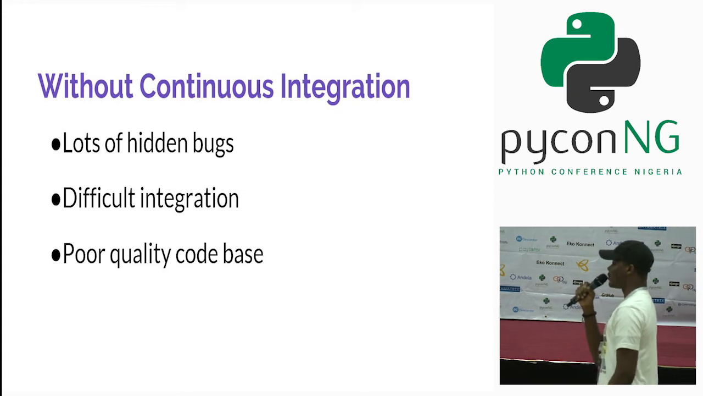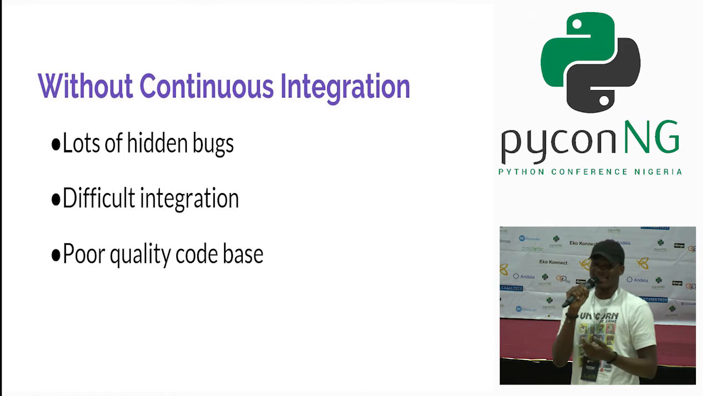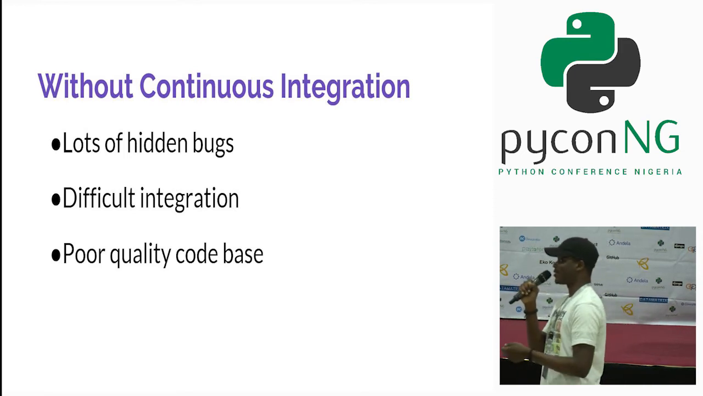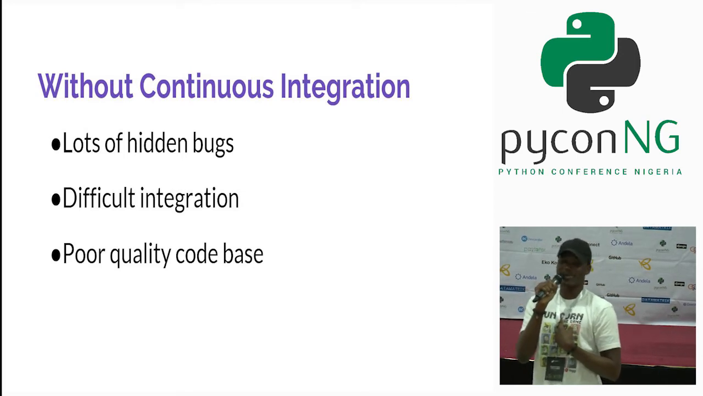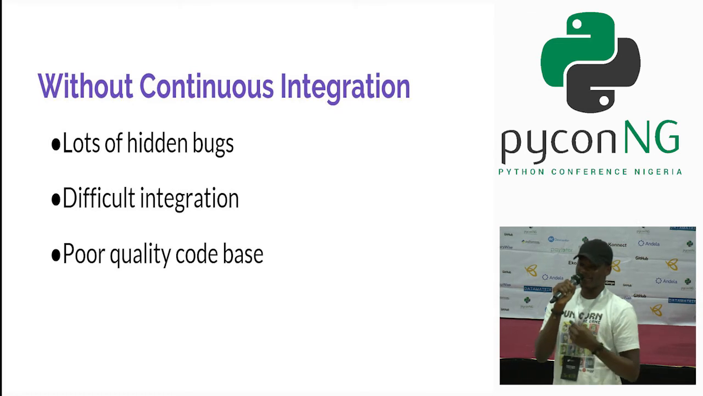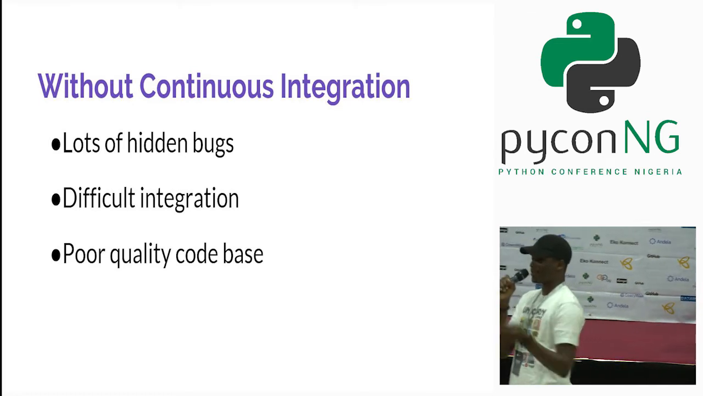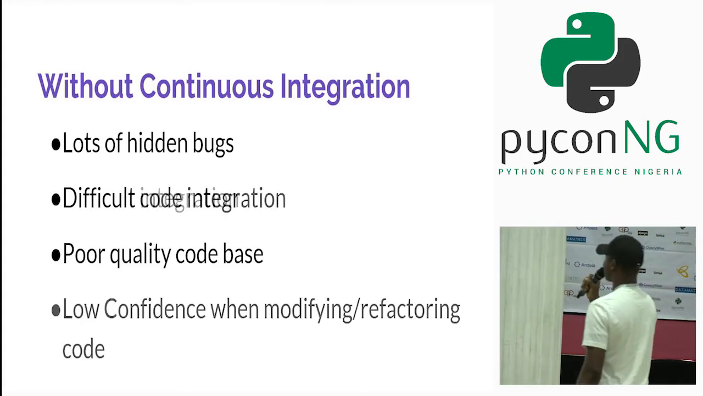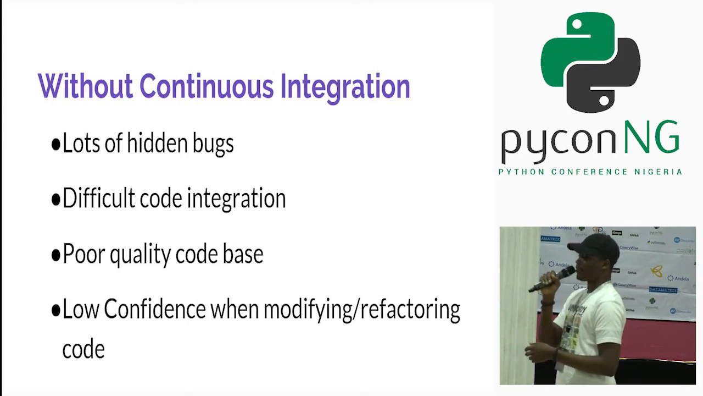Then poor quality code base. I won't really talk much about this one, because I feel that was my experience then that also contributed to the integration problems we had. I knew personally in my heart that the code was really terrible, like spaghetti code, that once you change something somewhere, the whole system will just collapse on your head. That was how bad it was. Next. Then, low confidence while modifying and refactoring our code.